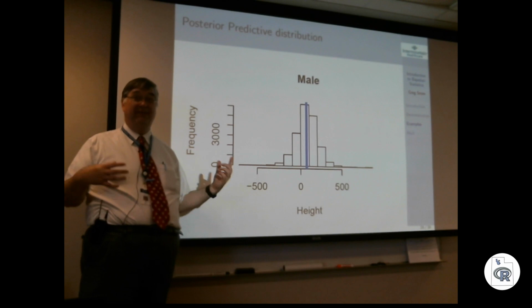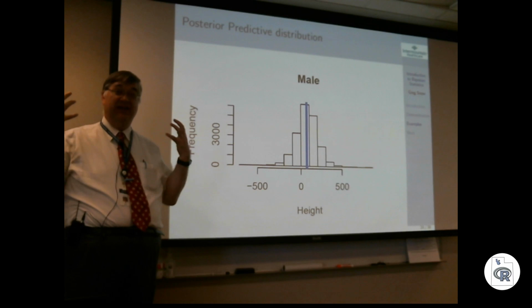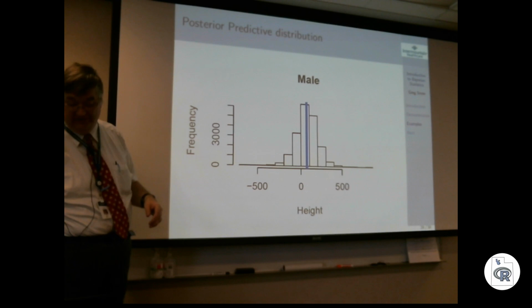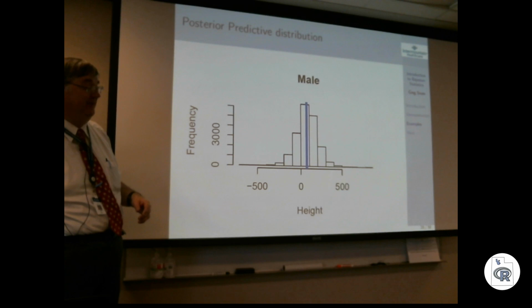Having that prior in there and looking at this diagnostic plot gives me the warning that there's some mismatch. Now, this one is easy. It's inches versus centimeters. But if I had not caught on to that mistake and reported that the average height of these people is 174 inches, I would be embarrassed later on when somebody pointed out that there was a problem.